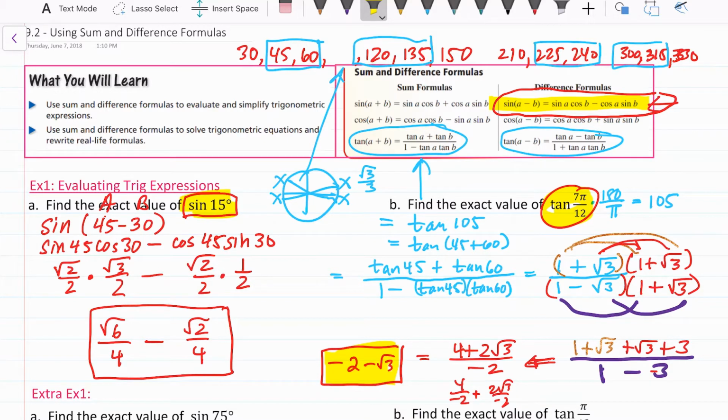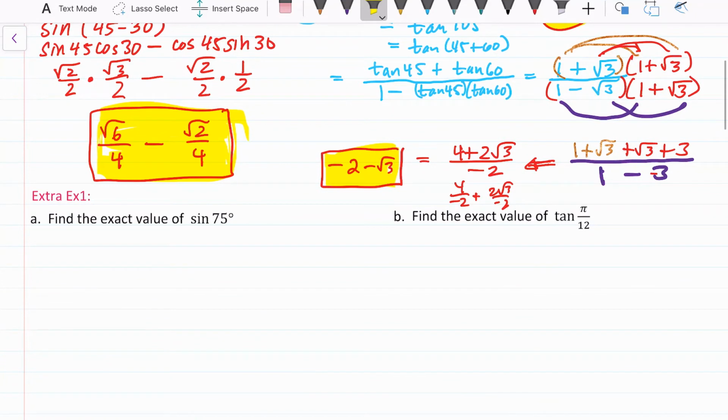And sine of 15 was this. Whenever you do sine and cosine, it will be one of these answers that looks like that. Go ahead and try the next two.